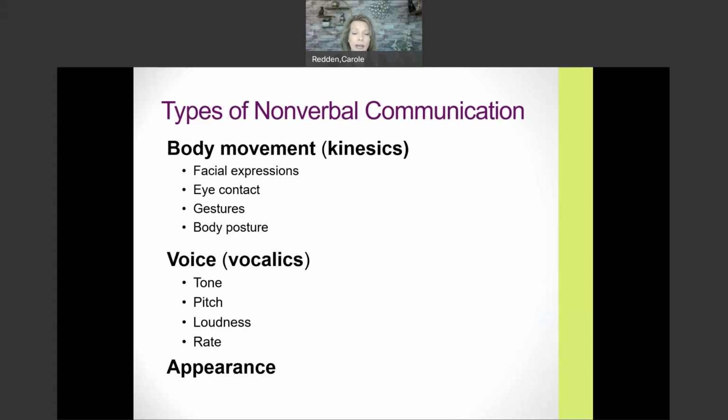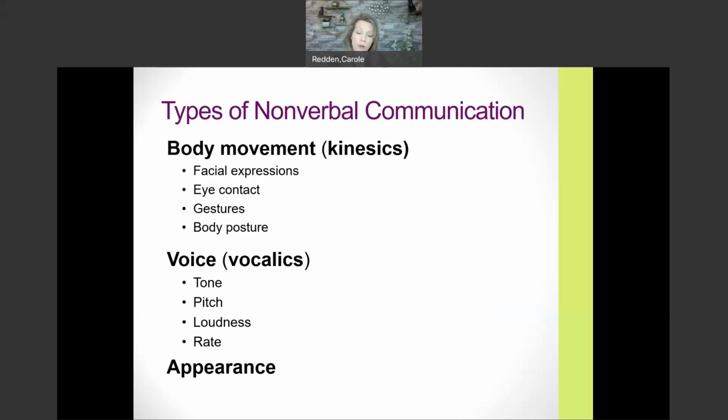So the first type of nonverbal communication we're going to talk about is kinesics. You can remember that in terms of movement, or the study of kinesiology is your body movement. And that includes things like facial expressions, eye contact, gestures, and even body posture.